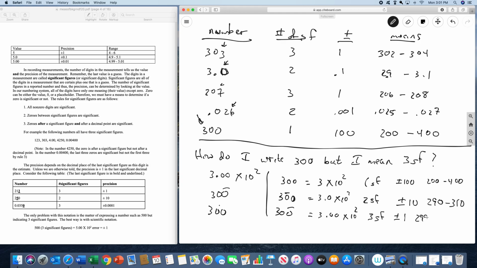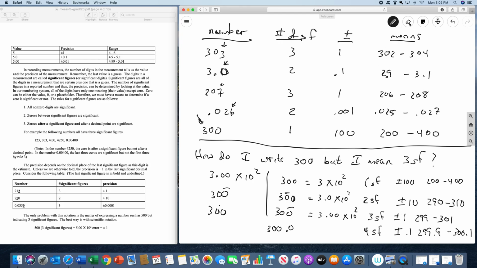That's 299 to 301. And then the last one, if I write it like this, 300.0, I don't have to do anything, right? Because that's after a sig fig and after a decimal point. And so this would be 4 sig figs plus or minus 0.1, and that's 299.9 to 300.1. So you can see writing the same number different ways means different things. All right, so if you want to hit pause to think about this for a minute, you can do that.